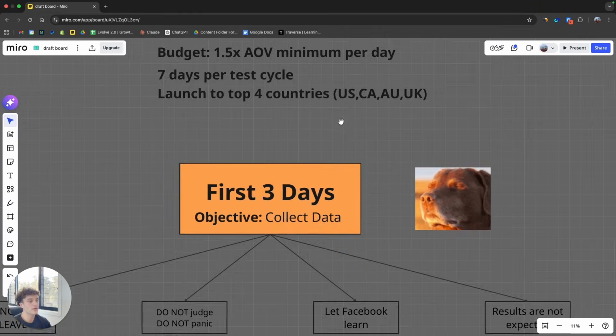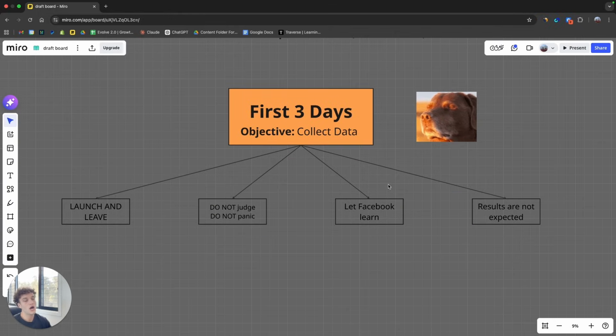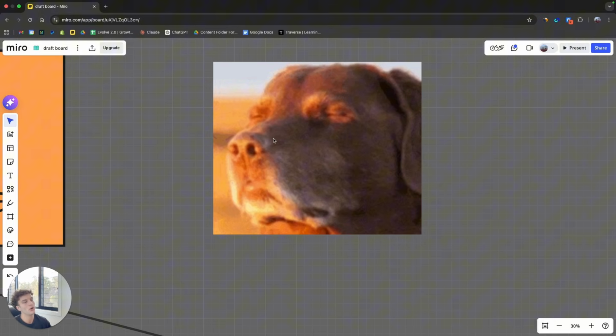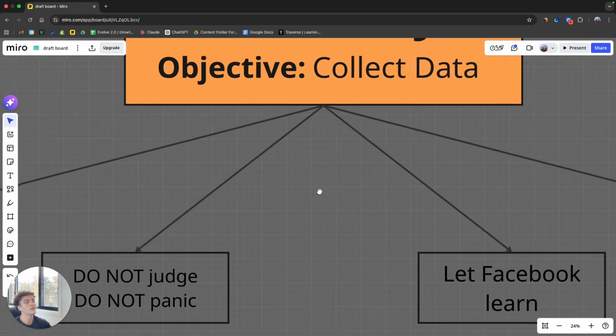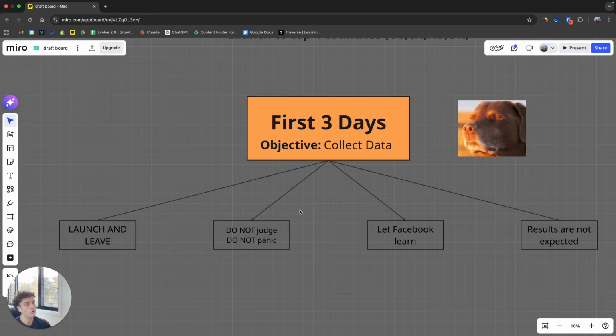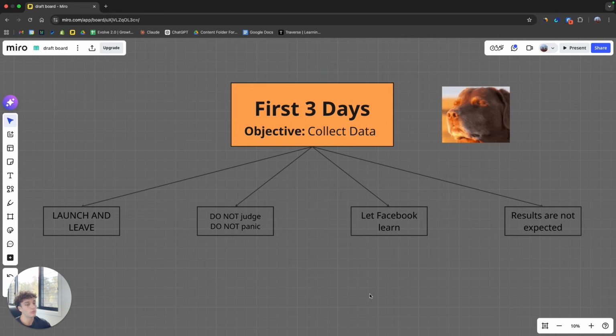The first 3 days of our test, I just want you guys to be this dog here. Literally, just don't even look at your ad account. I mean, you can, obviously, to see which ad has stopped spending and then start creating new launch hypotheses. But I don't care about sales at all. Genuinely. The whole goal here, like I was saying before, is to get the most valuable thing in ecom, which is data, which is going to give us directional clarity on what steps to take next. So, just launch and leave, do not judge, do not panic, let Facebook learn, results are not expected.